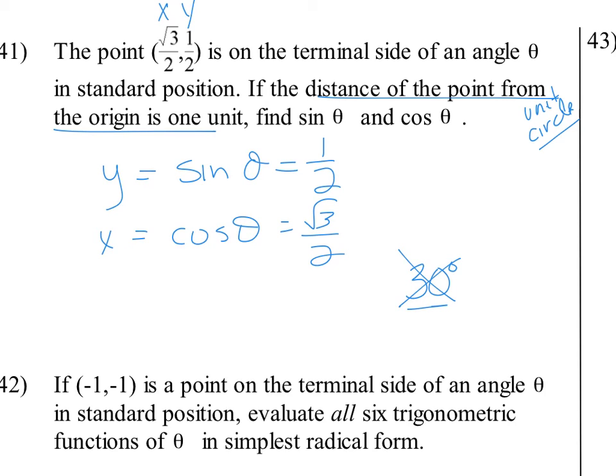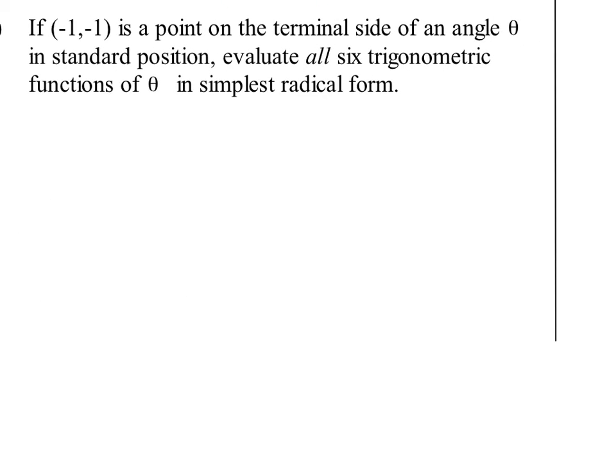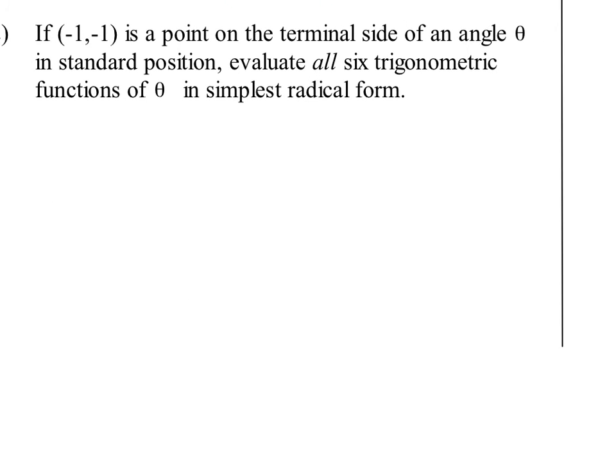I'm just embellishing. Okay, if -1, -1 is a point on the terminal side of an angle in standard position, evaluate all 6 trig functions. Okay, all right, so -1, -1. So that would be right here. This is -1. This is -1.